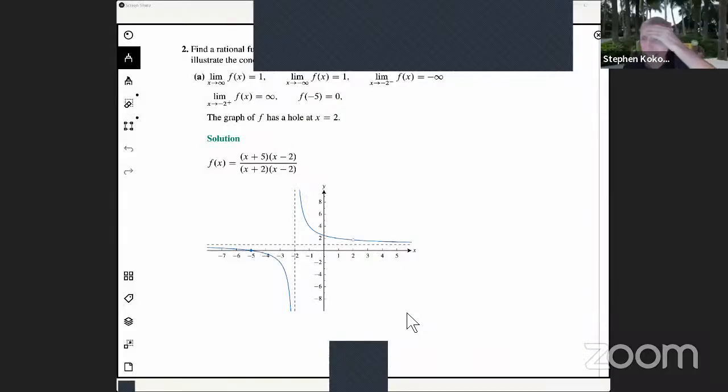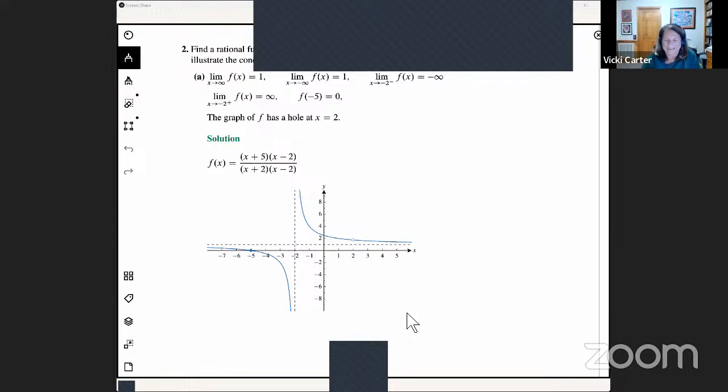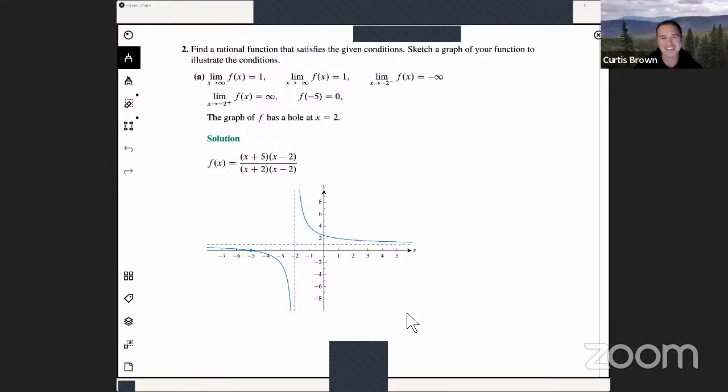This is problem 2. Curtis, can we stay on till about 10 o'clock tonight? It sounds like we better in order to get to all these.